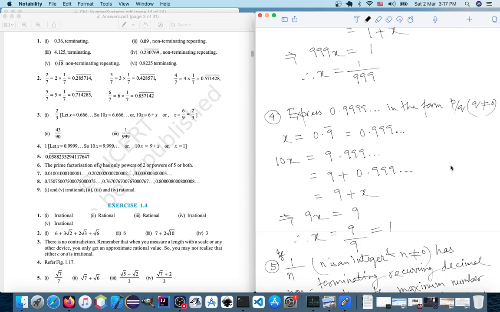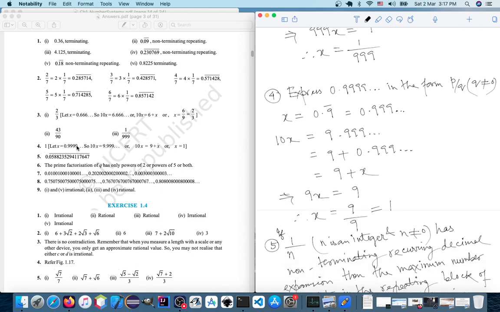Okay, so 4, what was 4? It says x equals 1. We are getting x equals 1, but it is a bit surprising. How come? Because 0.999999 doesn't really seem to be exactly the same as 1. But when we converted this given number in the given decimal expansion to the p by q form, we are getting that the p by q form is 1 by 1.